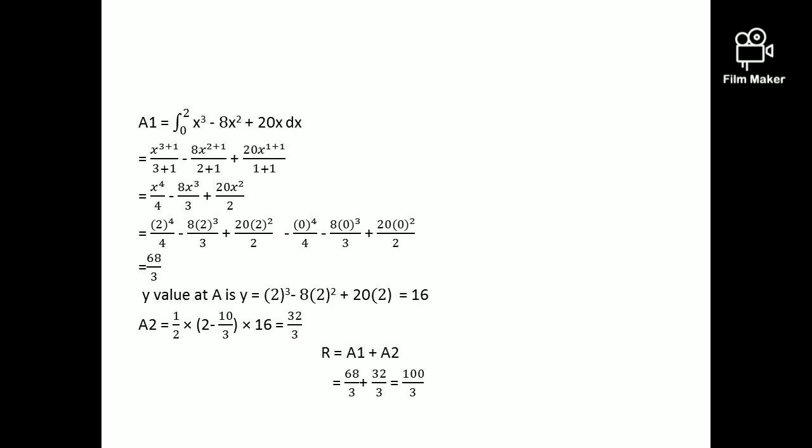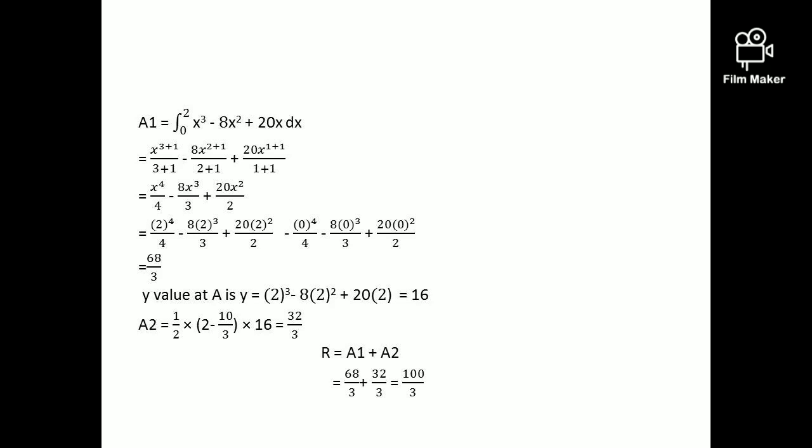If you substitute the x-coordinate 2 into the curve y equals x cubed minus 8x squared plus 20x, you get the y-coordinate at x equals 2. That would be the exact height of the triangle which is related to area 2. So if you substitute 2 into y, you'll obtain the value of 16. That would be the perpendicular height for this triangle. With that, if you apply half base into perpendicular height, you obtain the area 32 over 3.